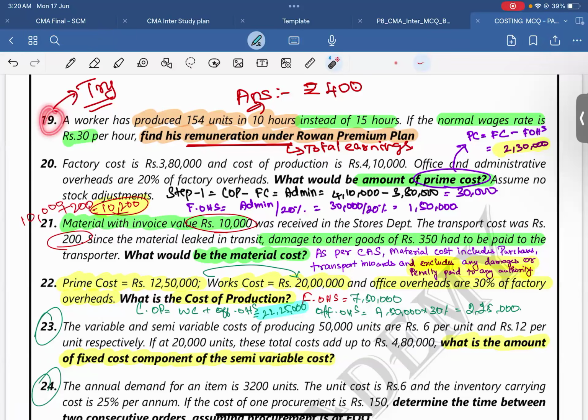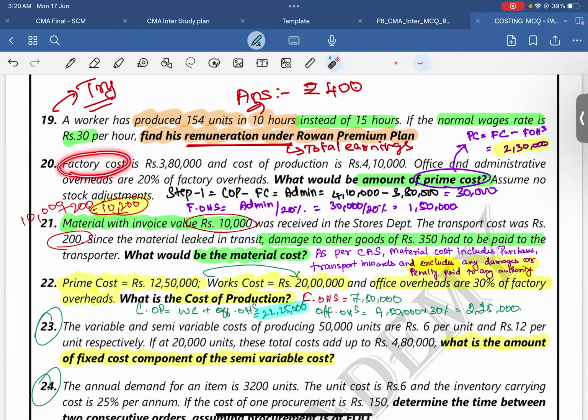Question number 19. A worker has produced 154 units in 10 hours instead of 15 hours. If the normal wage rate is rupees 30 per hour, find his remuneration in the Rowan plan. We have already done the total earnings. You can try this sum. The answer for the sum is 400.